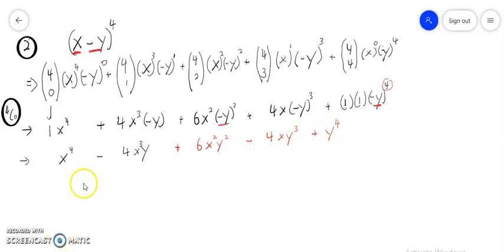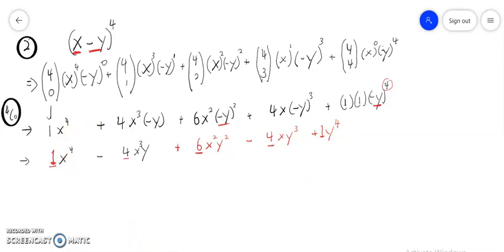Alright, so now we look at the coefficients. Here's 1, here's 4, 1, 4, 6, 4, 1 over here. Alright, so this is actually following this Pascal triangle.